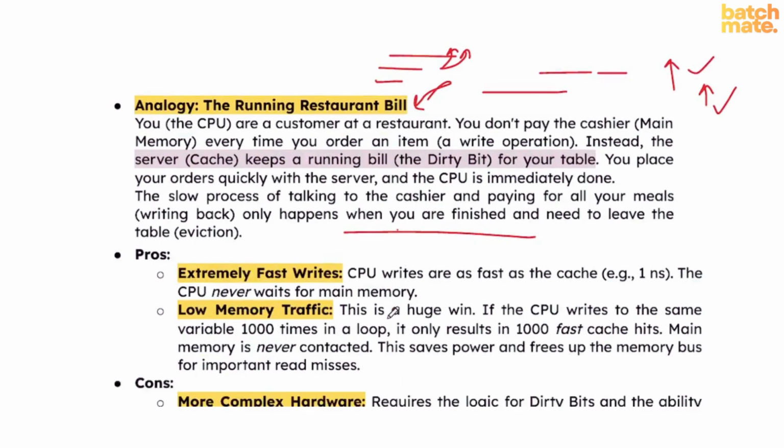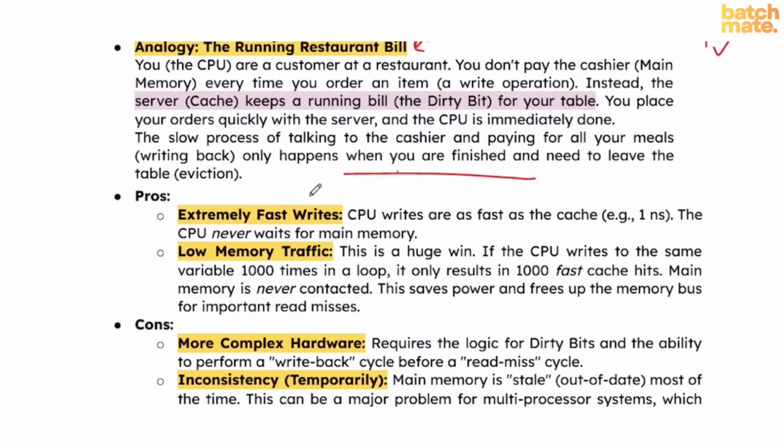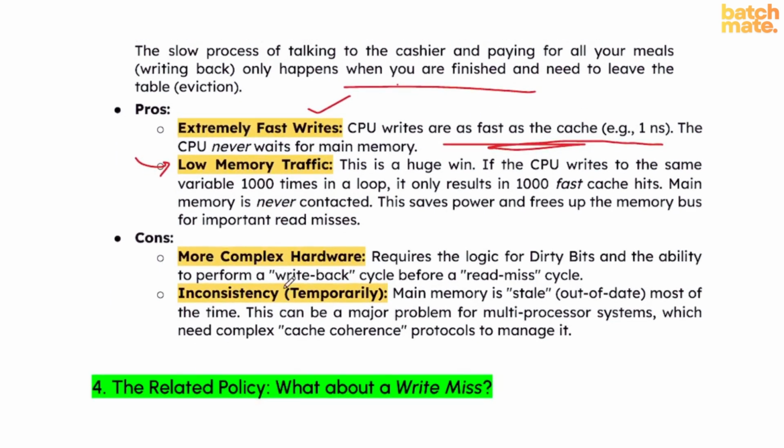Okay, now let's see its pros quickly. Extremely fast writes. CPU writes are as fast as the cache, and it never waits for main memory. And consequently, the low memory traffic is the huge win. But on the other hand, write-back needs more complex hardware, as it requires the logic for dirty bits and the ability to perform a write-back cycle before a read-miss cycle. And also, the main memory is stale most of the time. This can be a major problem for multiprocessor systems, which need complex cache coherence protocols to manage it.